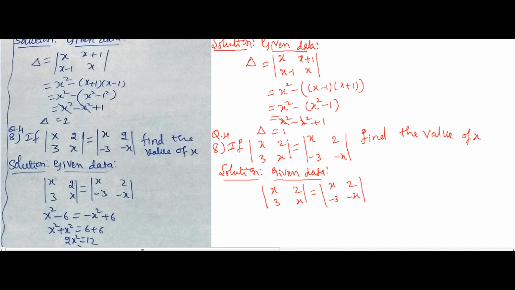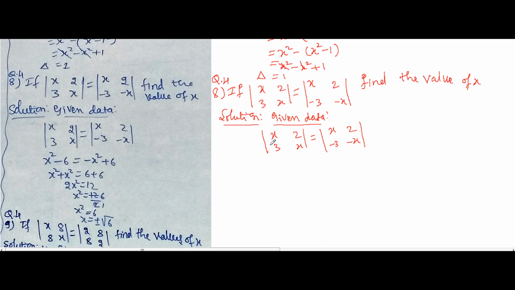So you do the determinant calculation here, x into x, that is x square, minus 3 into 2, 6, which is equals to x into minus x, minus x square, next minus 3 into 2, minus 6, minus on this side, that is a plus. While taking on this side you are going to take it as a minus, so minus of that, and then minus 3 into 2, minus 6, minus plus.